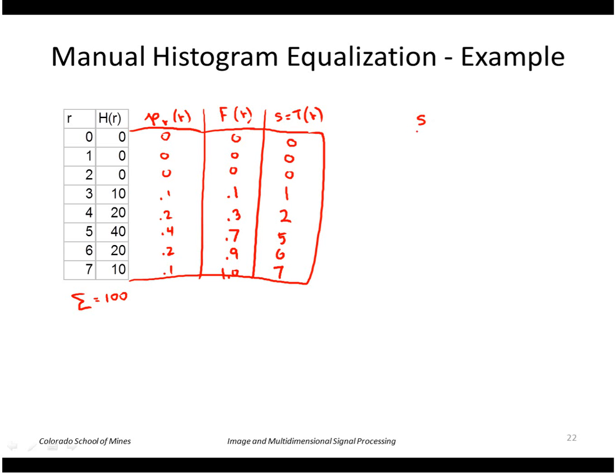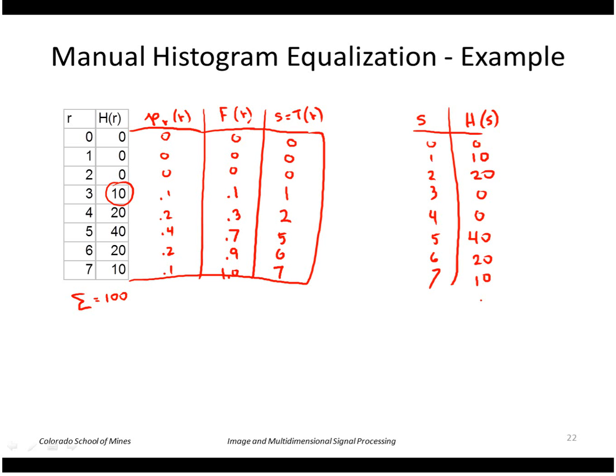Estimating the output histogram the same way we did before, we can see that a 1 in the output is produced by this 3 in the input, so I have 10 of those. A 2 in the output is produced by a 4 in the input, I have 20 of those. That one's a 0, 0, this one's a 40, that one's a 20, and that one's a 10.